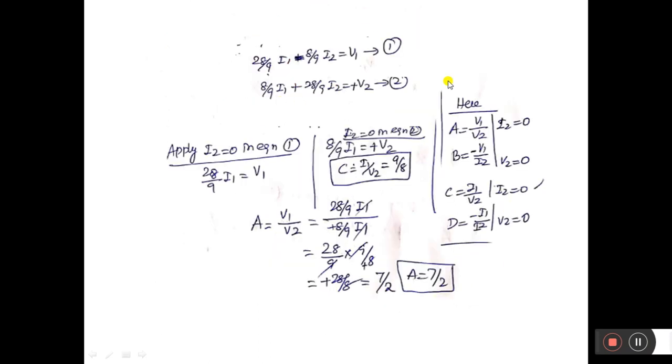So equation 1, equation 2. First you write these parameters. Our requirement is making I2 equal to 0 and V2 equal to 0. Then only you can get the ABCD parameters. So first I put I2 equal to 0 in equation 1.